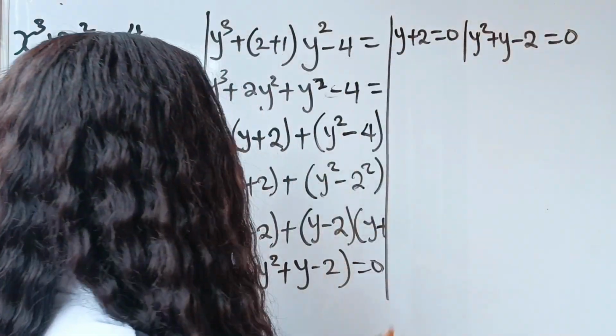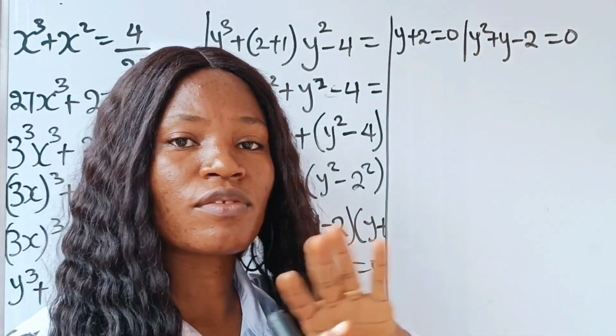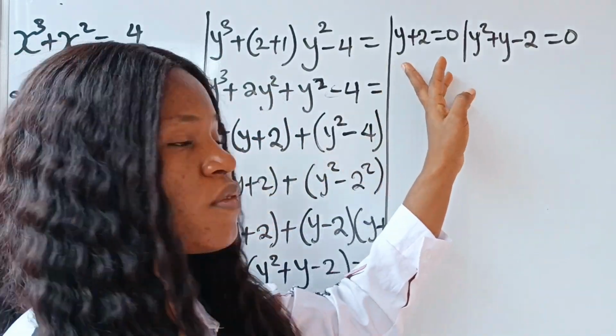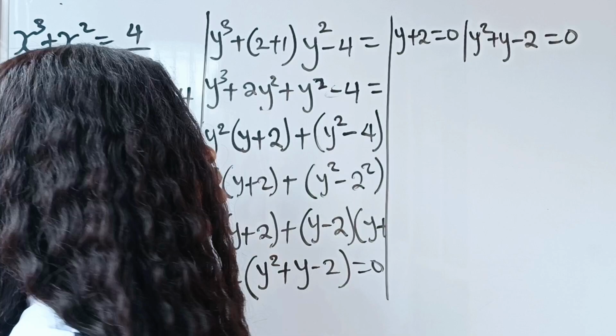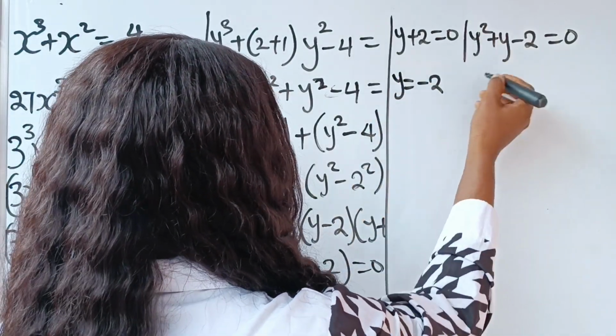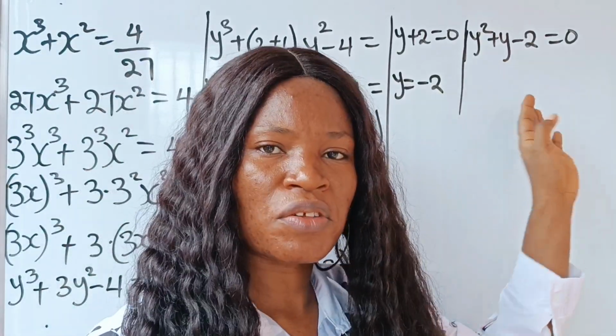All right. Now from the first part of the equation, recall that we are not looking for the value of y, we are looking for the value of x, but we are going to make use of this y to get the value of x. Okay, so we have from here that y is equal to minus 2. Then from this side, we have to use factorization method.